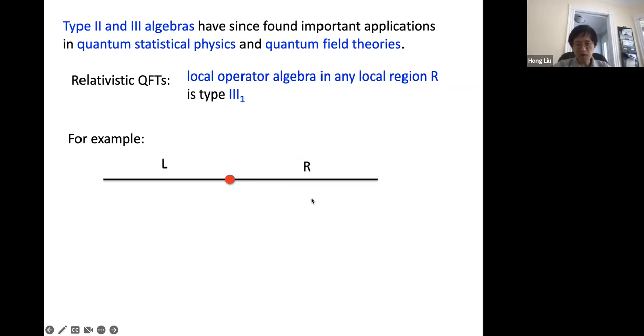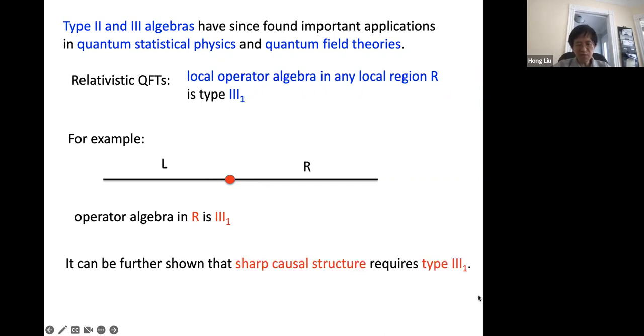So the operator algebra in the windowless spacetime is also type III-1. I will not go into details of what is type III-1, and let me just mention that type III-1 captures infinite entanglement between the right and the left region. Also, this type III-1 is crucial for the existence of sharp causal structure.